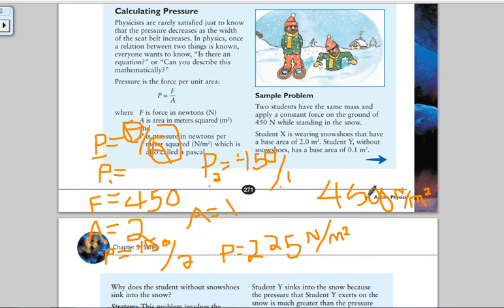So you can see that this number is about 20 times larger, simply because this student had on snowshoes and had a really large area to put his force down on, whereas this student only had shoes and he had a really small area to put the force down on. And it's just kind of giving you the idea of if you're walking out in the snow, and I don't know how many of you have ever walked in really deep snow, but usually you step down and the snow doesn't really hold you up. So what people do is they put on these big old snowshoes, and it increases the area that you're pushing down on the snow. And what that does is then the snow can then hold you up.